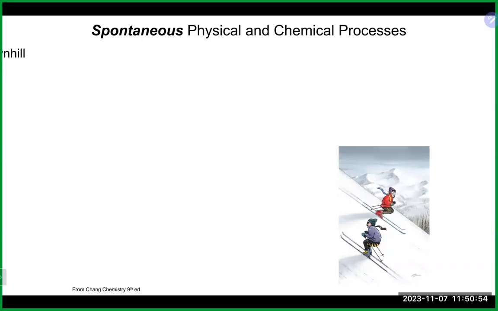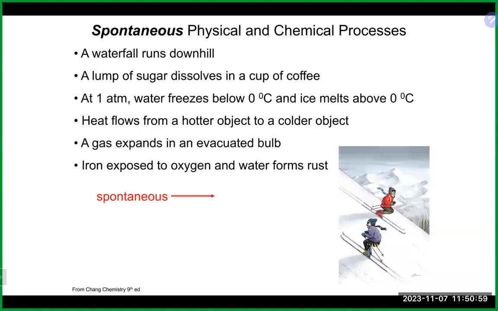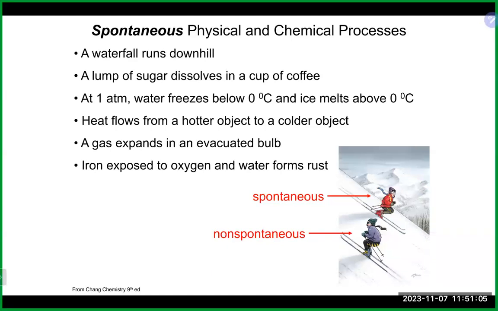So there's a lot of spontaneous physical and chemical processes that we may be aware of here. Water flows downhill. If it goes the other way, maybe something's weird. A lump of sugar dissolves in a cup of coffee. At 1 atmosphere and 0 degrees, water freezes. Heat flows from hotter objects to cooler objects, right? That's always the flow of heat. The hot object gets cooler, the cooler object gets warmer, until they meet somewhere in the middle.